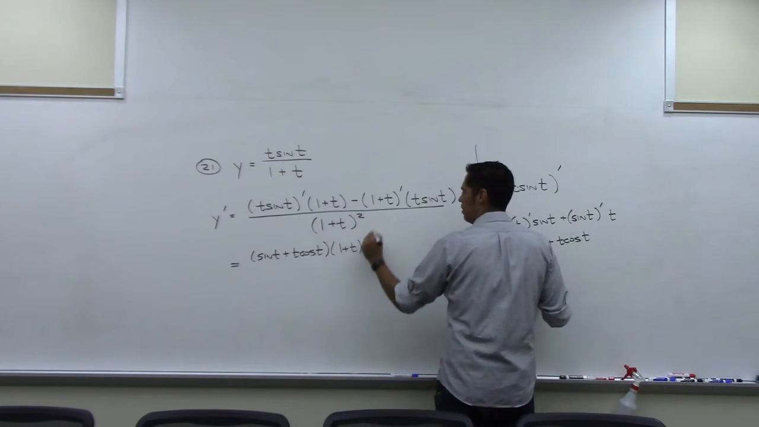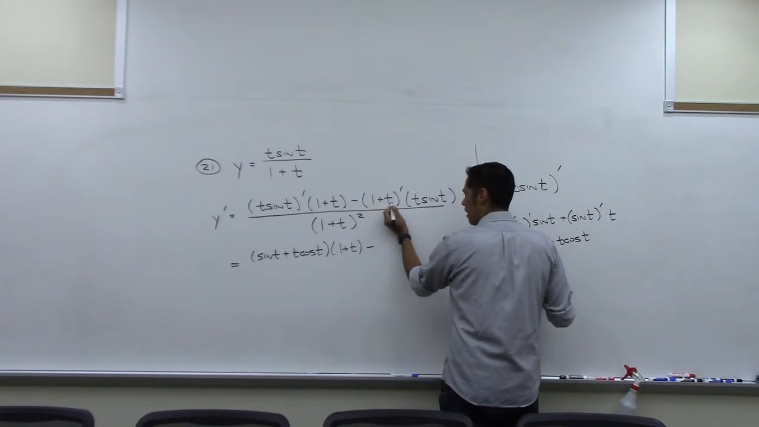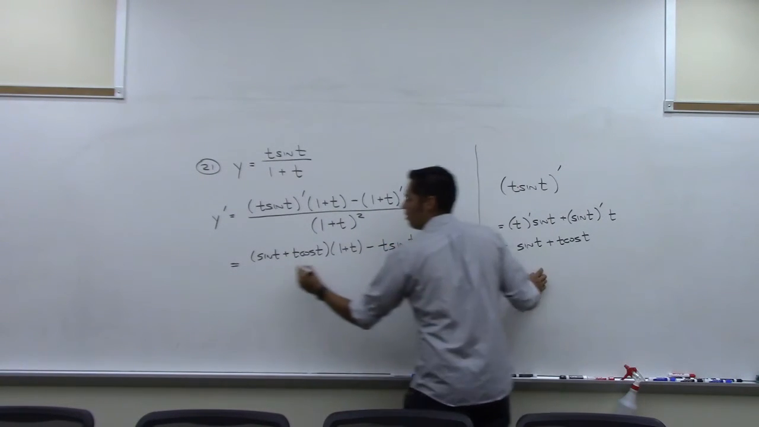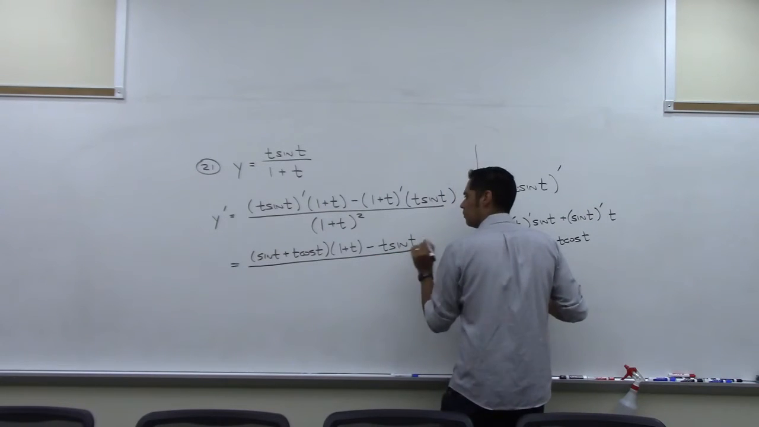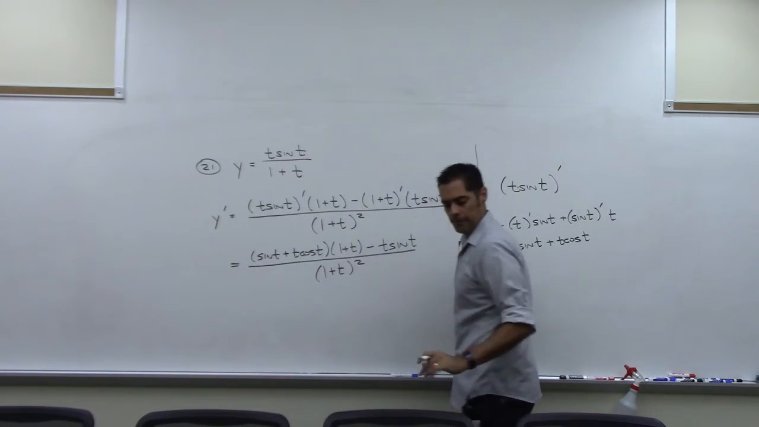And now I can continue. This is pretty clean. The derivative of this is just 1, right? The derivative of that is 0, the derivative of that's 1, and then times this. So I'm just going to put t sine t here, all over 1 plus t quantity squared.